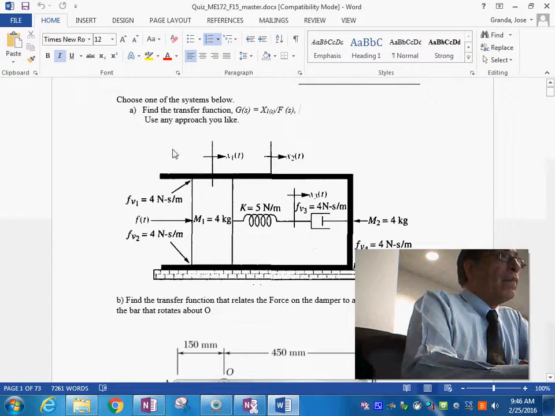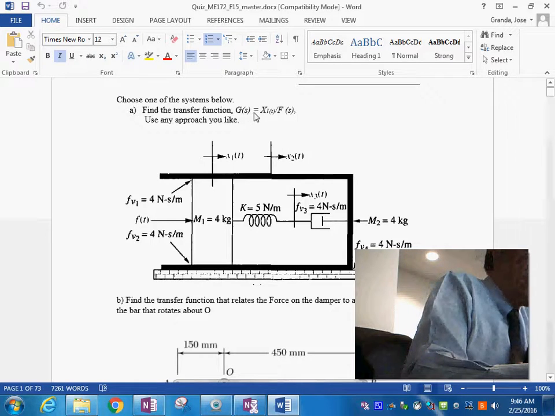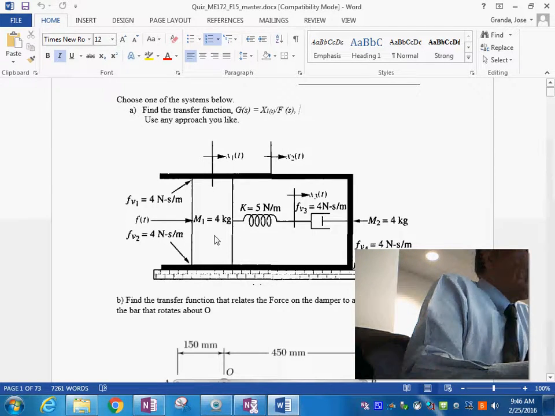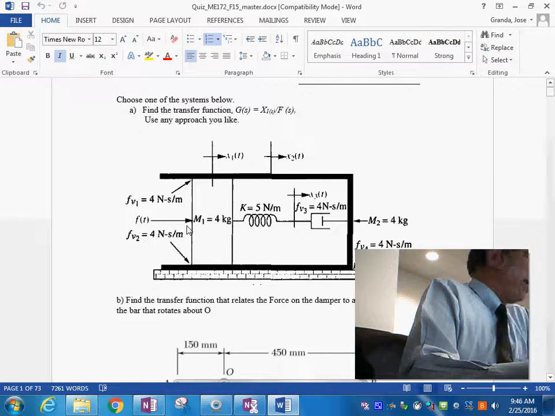find the transfer function that relates x1. So this is the motion of this to the force. This is what we want. So keep in mind the force acting on the mass in the displacement in relationship to the force input. That's our challenge that we have.